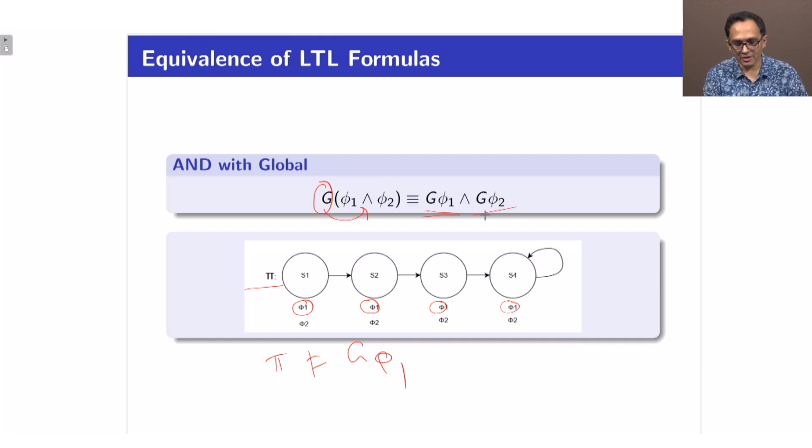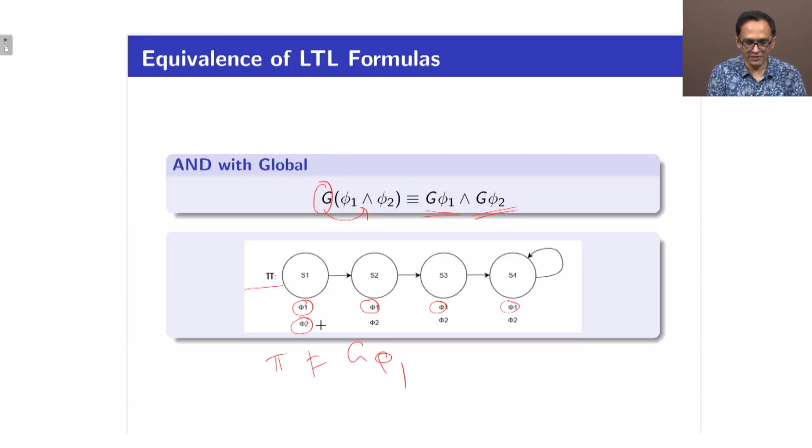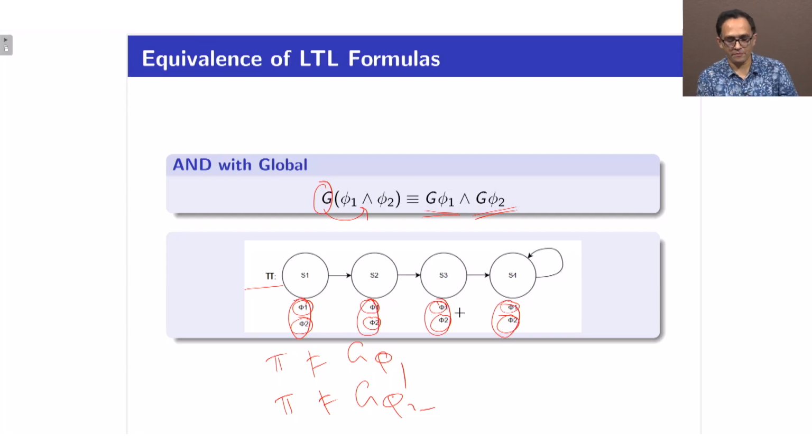Similarly, to satisfy globally phi 2, phi 2 should hold in all states in that path. Which is the case here: phi 2, phi 2, phi 2 and phi 2. So I will say this path pi satisfies globally phi 2. And since in every state phi 1 and phi 2 hold, I can say this pi satisfies globally phi 1 and phi 2.